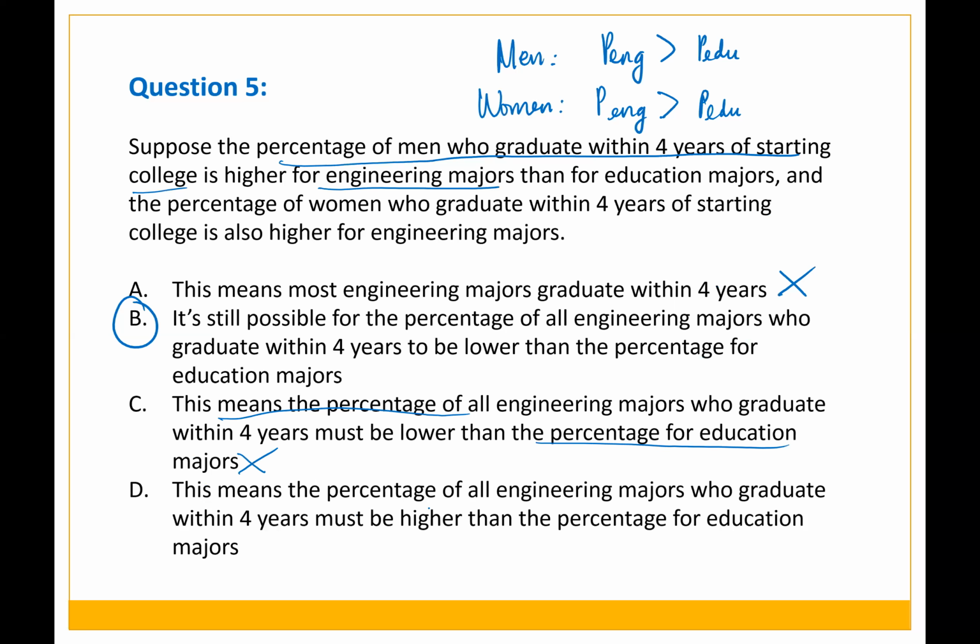D means the percentage of all engineering majors who graduate within 4 years must be higher than, again, same thing as with C. There's nothing that is certain about this. There's something that can possibly happen that can completely change the answers.